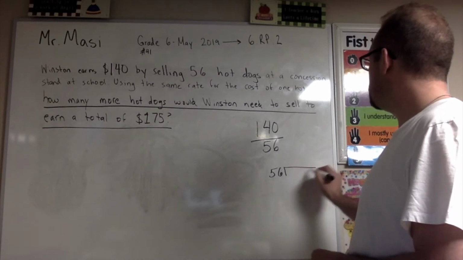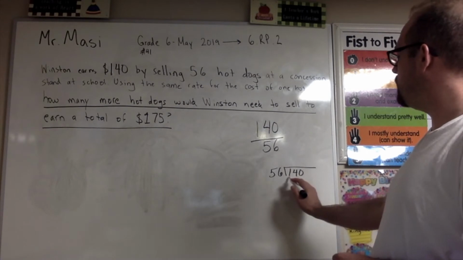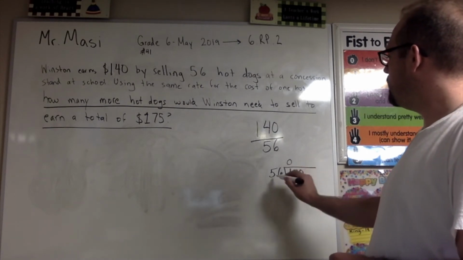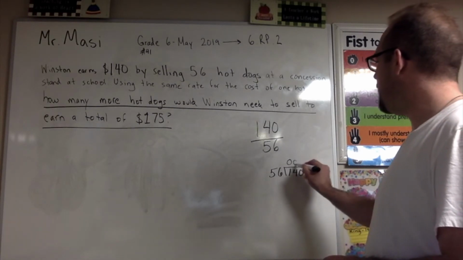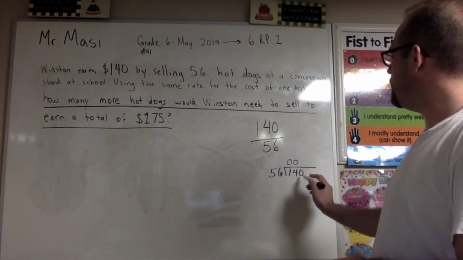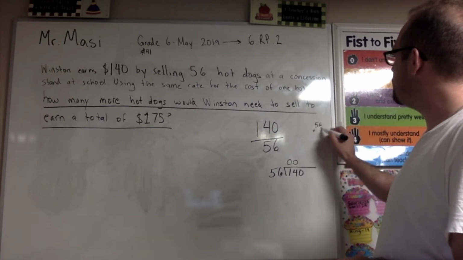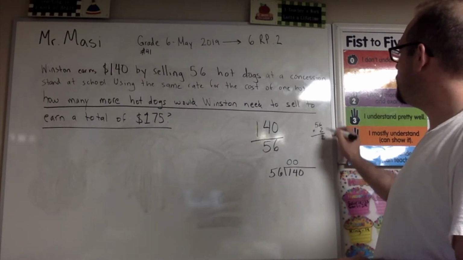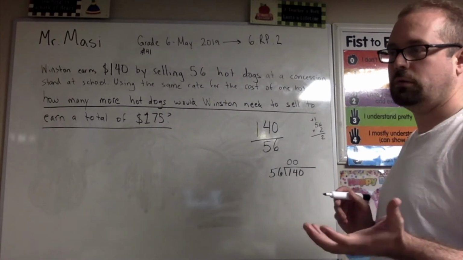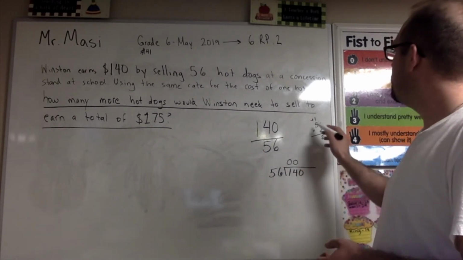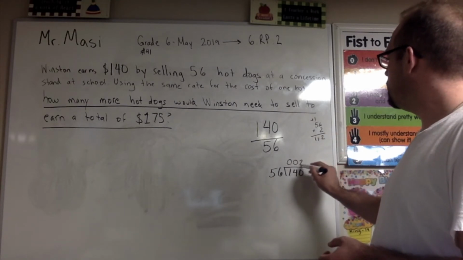56 divided into 140. Well, I know 56 can't go into 1, so that's a 0. 56 can't go into 14, so I know that's a 0. 56 into 140, let's try 56 times 2. 6 times 2 I know is 12. As you know, I love to add my 1 so I don't forget to add it instead of multiply it. 5 times 2 is 10, plus 1 gives me 11. So I'm going to put the 2 there.